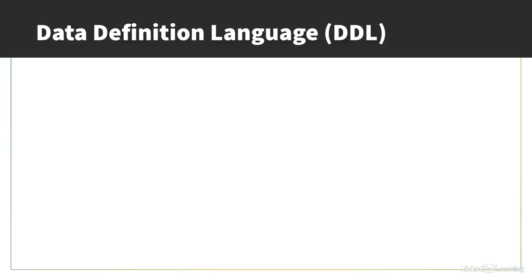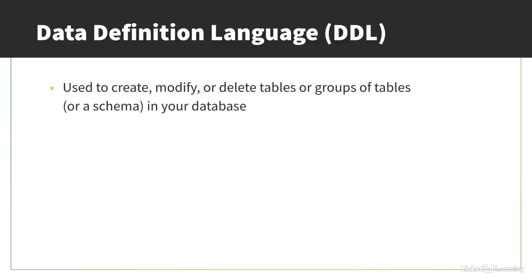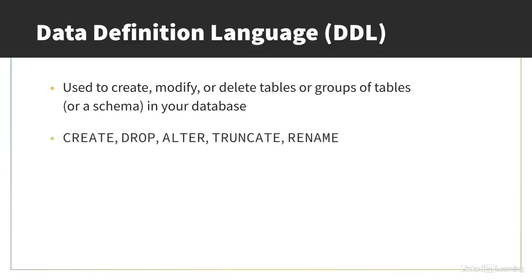Data definition language, or DDL, are commands used to create, modify, or delete tables or groups of tables, also called a schema, in your database, rather than the actual data within the tables. Example commands are create, drop, alter, truncate, and rename.